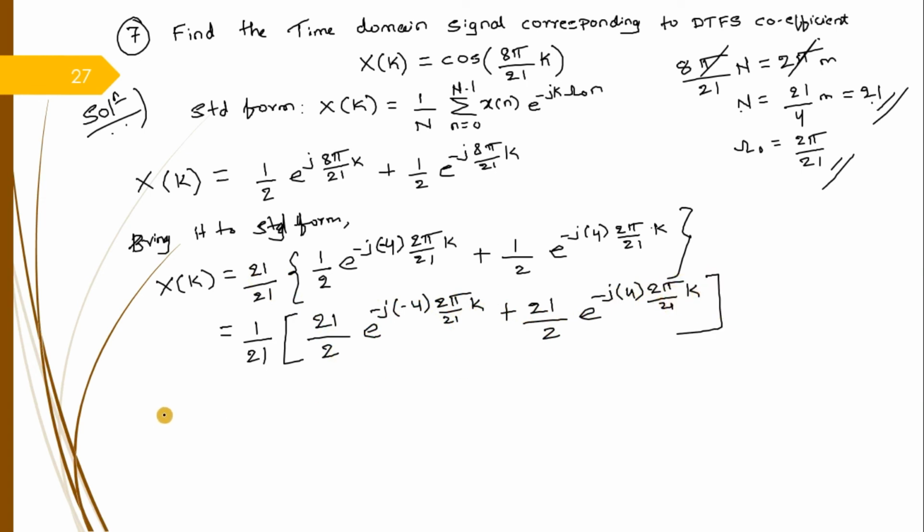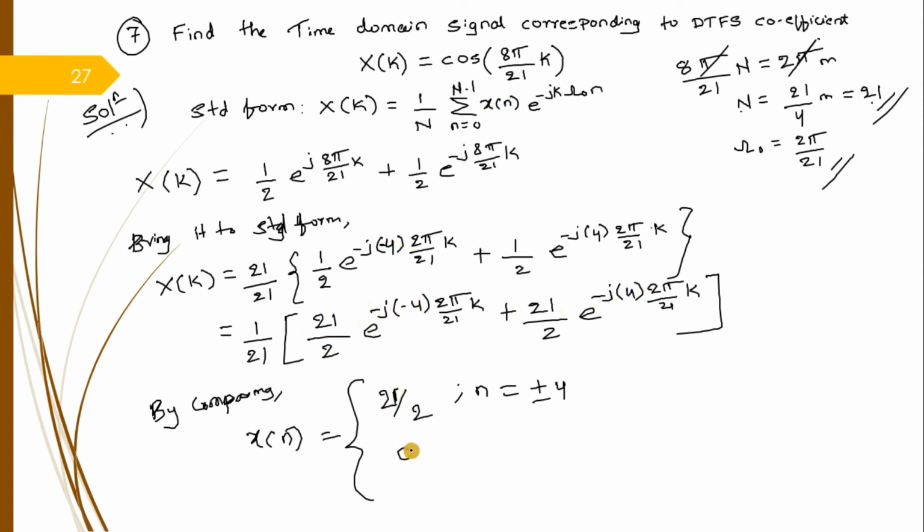Okay, so now by comparing, we get x of n is equal to 21 by 2 for n equal to plus or minus 4. So for minus 4 as well as plus 4, your constant, or x of n, weight is 21 by 2.